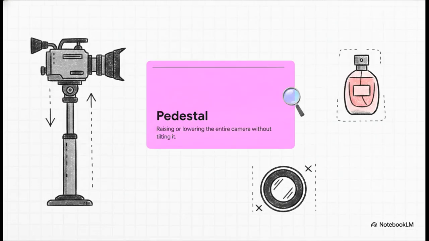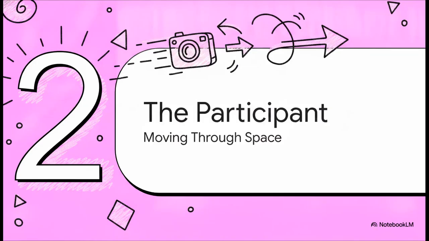Now let's look at a slightly different vertical movement, the pedestal. So instead of tilting the lens up or down, you are actually raising or lowering the entire camera body straight up or straight down on its column. The crucial thing here is that the camera stays perfectly level. It's not looking up, it's not looking down, it just elevates or drops. It is a super slick, highly polished movement. You'll see this all the time in high-end product videos and professional studio interviews, usually just to subtly adjust the framing. Let's shift gears to Section 2, the participant, moving through space.